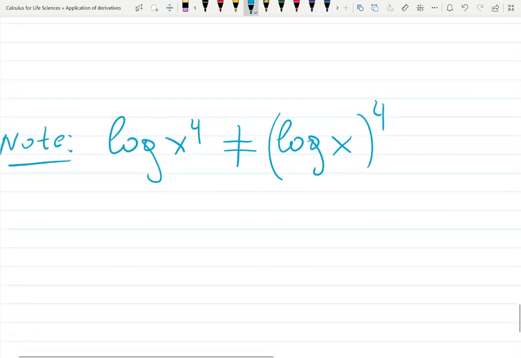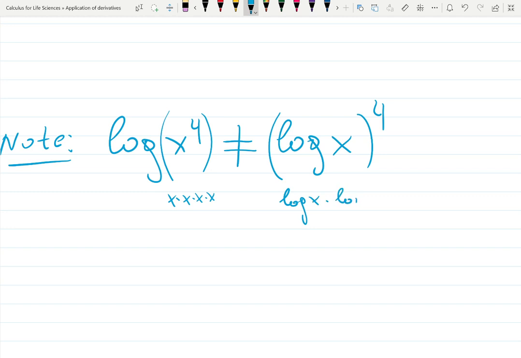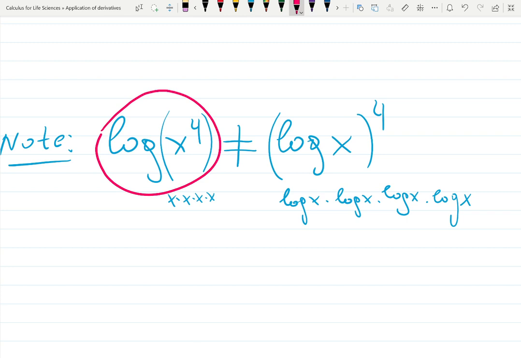Make sure you know the difference between input and output. When 4 is on top of x, the input of the logarithmic function is raised to the 4, so it's x times x times x times x. But if it's outside, the output is raised to the fourth power. Log times log times log times log. So the formula only works with the input being raised to the power, not with the output. Log to the 4, it's just log to the 4. We don't know what to do with that.